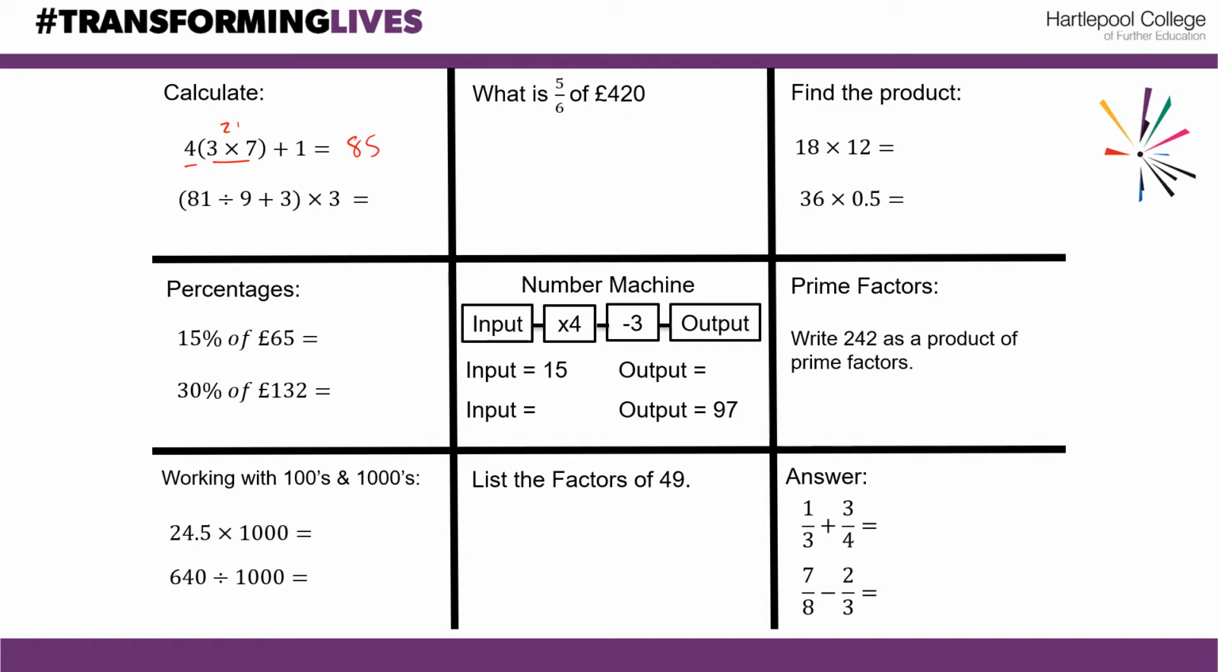Next up, brackets again, but within the brackets I'm going to do the division first. So 81 divided by 9 is 9. And then within the bracket still, add on the 3, gets us a total of 12, and then multiply that 12 by the remaining 3, gets us 36.